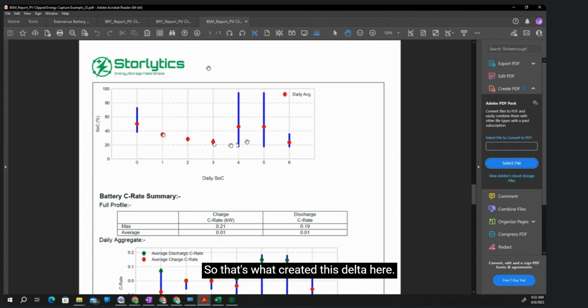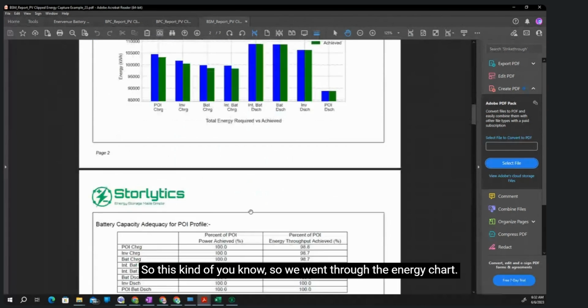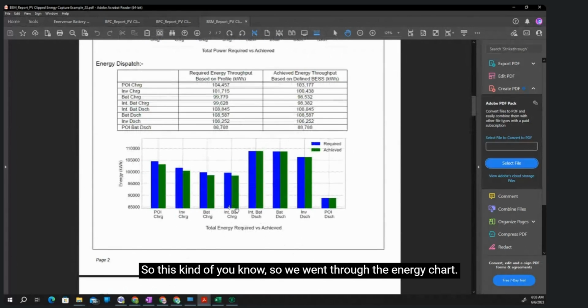So that's what created this delta here, right? You only achieved 98.8% of the POI. So we went through the energy chart.